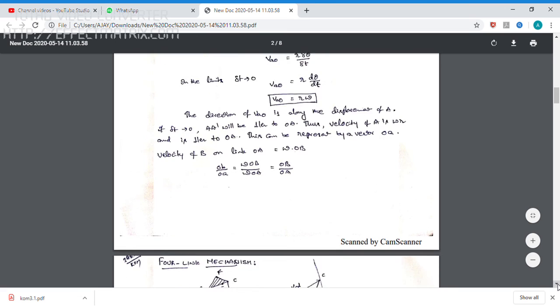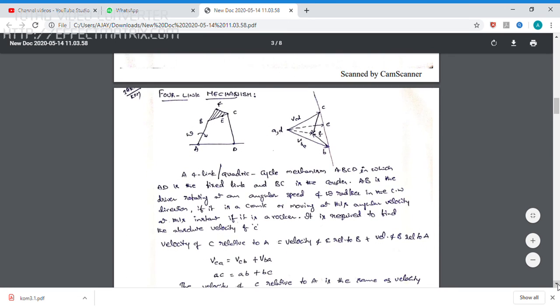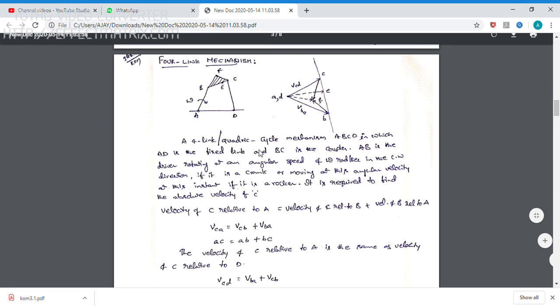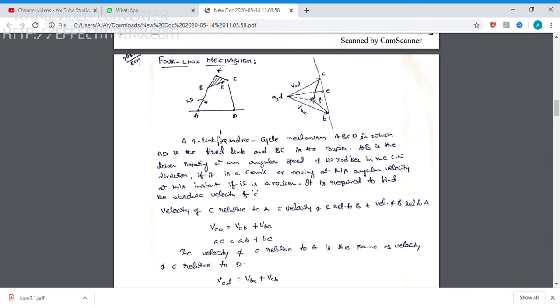Next, I will take one small example in this class: the four-link mechanism. Now I will explain one simple diagram. How do we construct the velocity diagram for a simple four-link mechanism? I think in the first unit we discussed four-bar mechanisms. So for easy understanding, I take this particular example of a four-link mechanism.